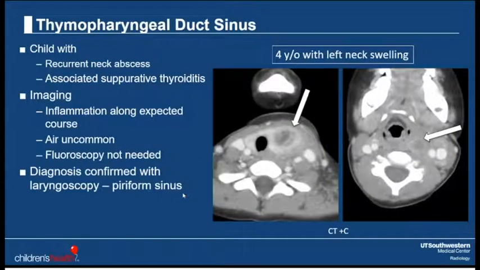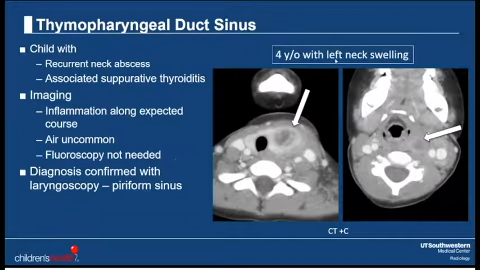The thymopharyngeal duct sinus presents in children, so 6 to 8 years old. They have recurrent neck abscesses associated with suppurative thyroiditis. On imaging, we want to see inflammation along the course of the thymopharyngeal duct. Air is uncommon but can be present, and fluoroscopy usually is not needed. These kids tend to be referred directly to laryngoscopy to evaluate for a piriform sinus communication.